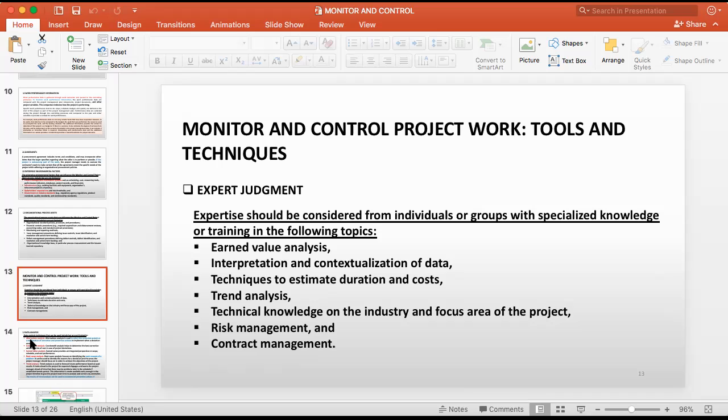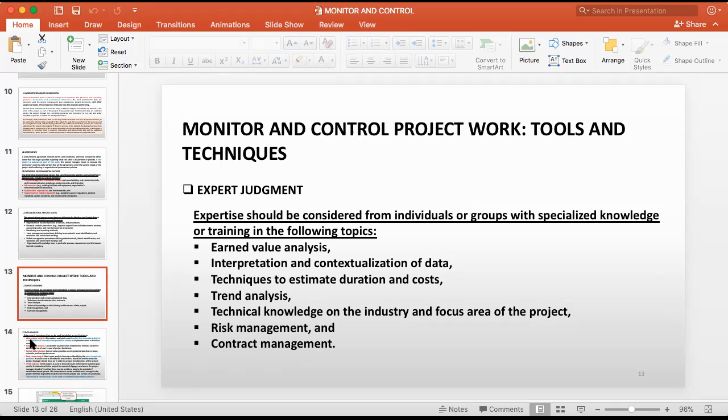So you can have experts for this type of work, because it's a thinking process. You will have certain analysis techniques you will have to use depending on your work. It can be earned value analysis, it can be trend analysis. Techniques to estimate duration and cost, interpretation of contextual data. There are certain people for that, and you carry out the trend analysis, whether it is going in the right direction, the technical knowledge on the industry and focus area of the project, and risk management experts, contract management experts.